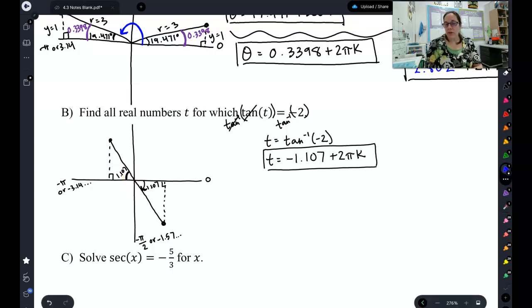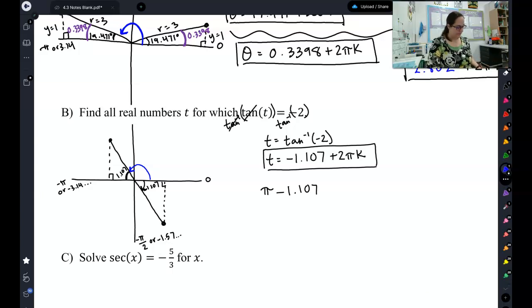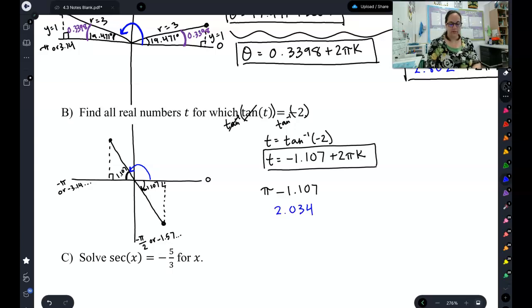However, I do need to find my other angle. So my other angle is going to be that one. So once again, I can do pi, the whole thing, minus the angle I've got. And that should give me my blue angle. So that's 2.034. And of course, plus 2 pi k to get all.